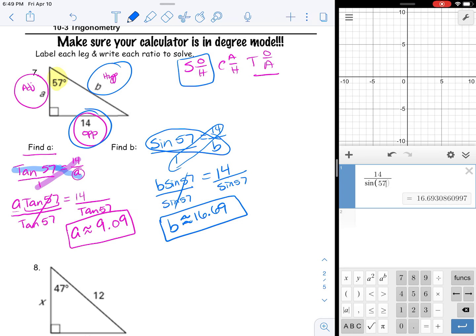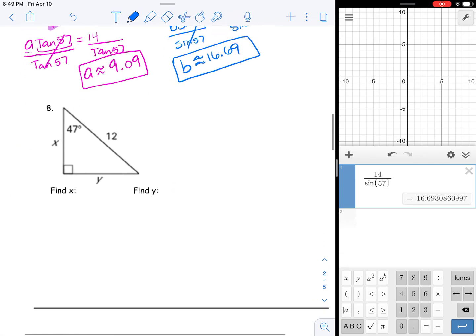So for both of these, we ended up dividing. We divided the 14 by the trig function we were using times the trig function of that angle that we had started with. Sometimes you will divide like we did here, and sometimes you will multiply. We're going to see some more problems here just to show you an example of a time that you would multiply.